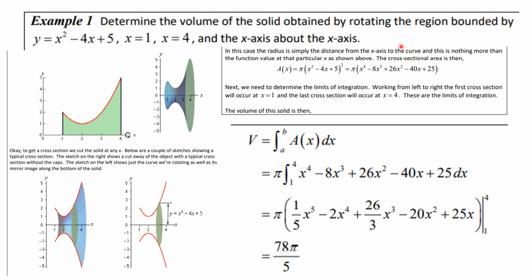So A as a function of x is this, which we simplify to this. So we integrate from 1 to 4 this. We add 1 to the exponents and divide by the new exponents through all of these. Plug in the numbers and we get 78 pi over 5. Now that's the exact answer.